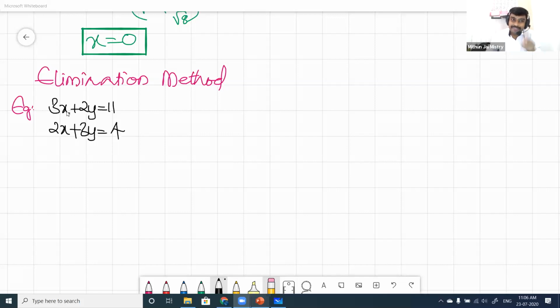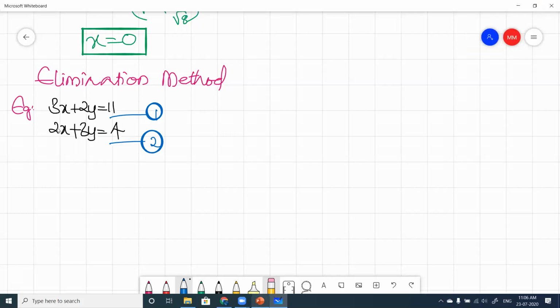What is the coefficient of X in the first equation? Let me number the equations here. This is equation number 1 and this is equation number 2. In equation number 1, the coefficient of X is 3. In equation number 2, the coefficient of X is 2. So if you have decided that you want to eliminate X, then first make their coefficients the same. Now how can we do that? By taking the LCM. What is the LCM of 3 and 2? The LCM of 3 and 2 is 6.